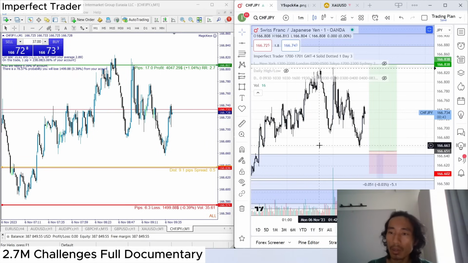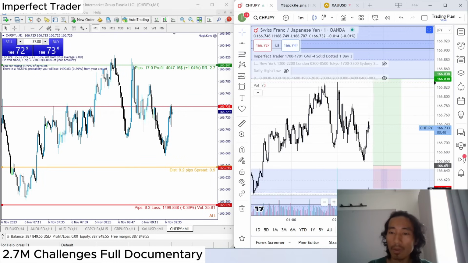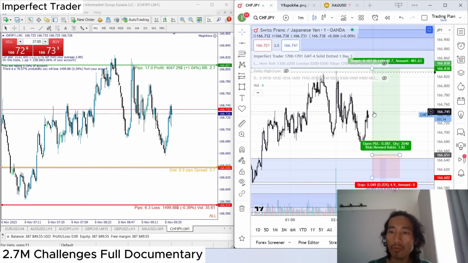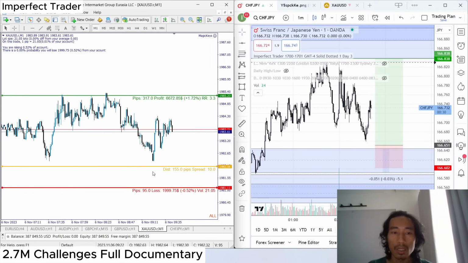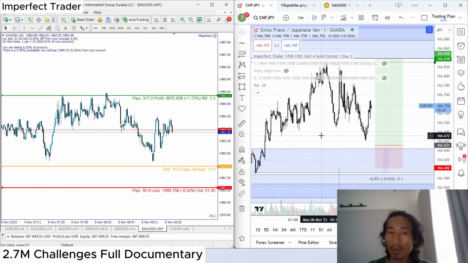I am waiting for an entry in the London session right now, and so far nothing has really caught my eye. I was waiting for price to trade down here, but it retraced before going down there. Similarly, I was waiting for price to come down here for a quick scalp, but it traded up before going into my waiting zone.